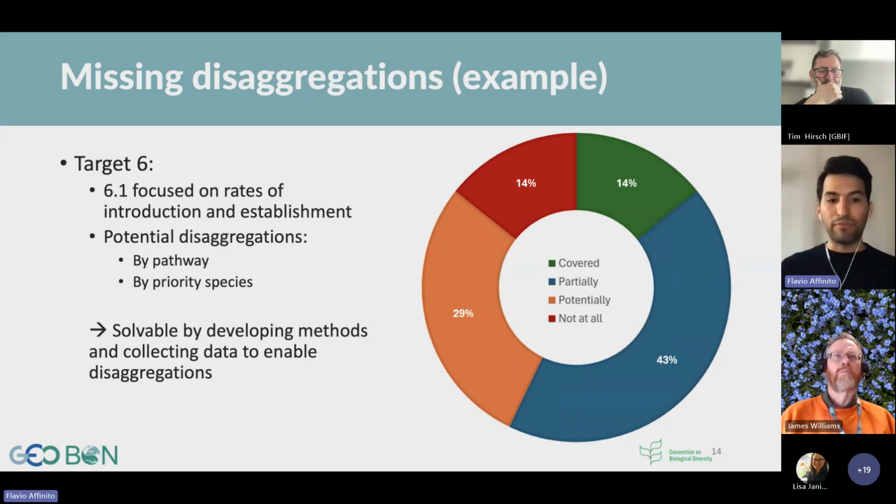They are additional information that if it was collected along with the data needed for 6.1, we would be able to inform on these elements. So they could move from potential to partial or even from potential to covered if we were collecting that information to be able to do these disaggregations. So in some cases, for other indicators, it's a data issue, and in some other cases, it's a methods issue. But if we develop these indicators to include disaggregations, then we would be able to improve coverage for a significant number of targets.